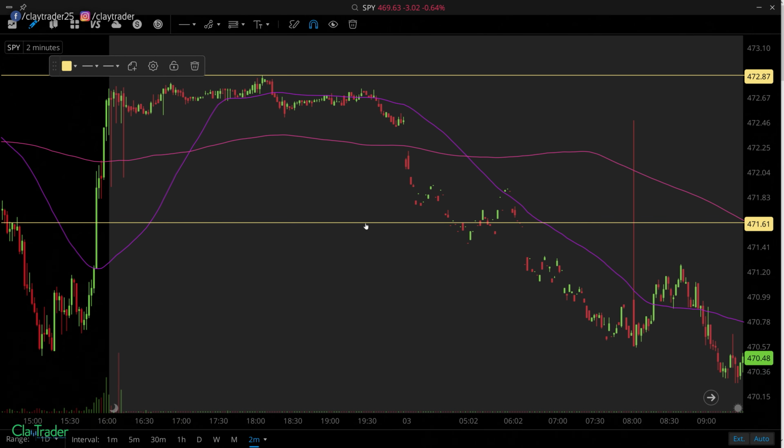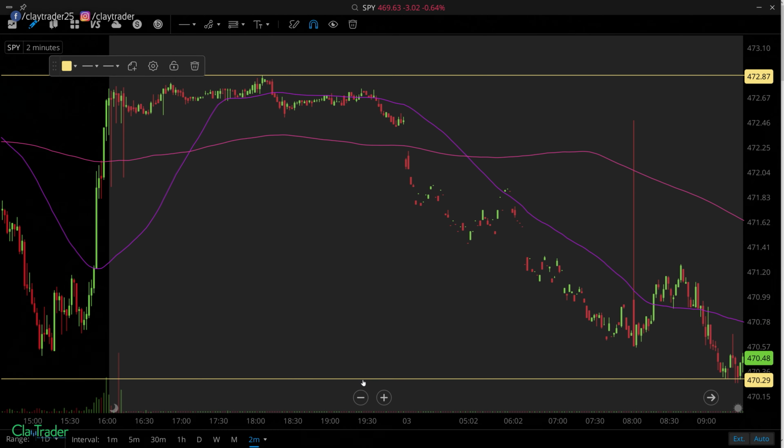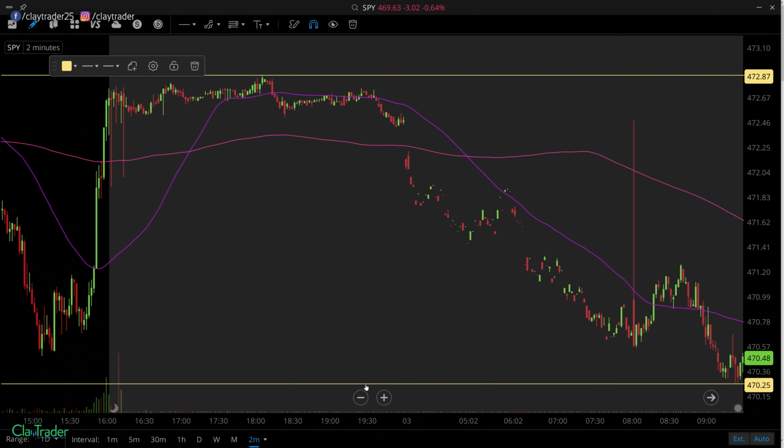And then also mark out the lowest it went. And the lowest it went was all the way down here at 470.25. And that's it. These are the indicators that I want you to point out, what is known as the overnight high and the overnight low.